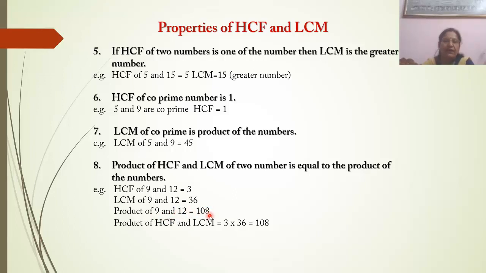And we will find the product of their HCF and LCM. Here the product of HCF and LCM is 3 into 36, where 3 is the HCF and 36 is the LCM. So 3 into 36 is equal to 108, which is equal to the product of the numbers. So the product of the HCF and LCM of two numbers is equal to the product of the numbers.